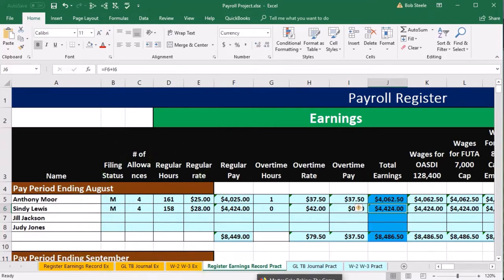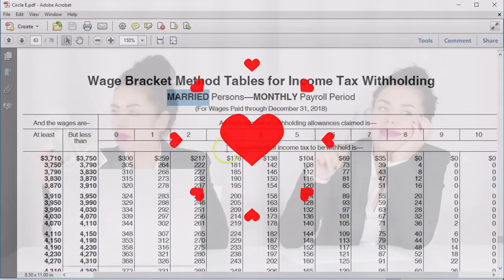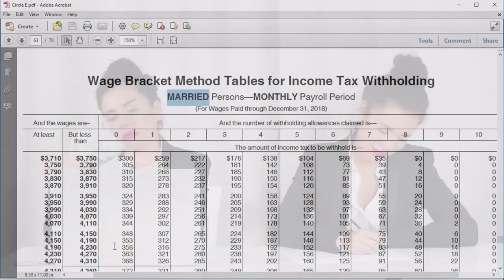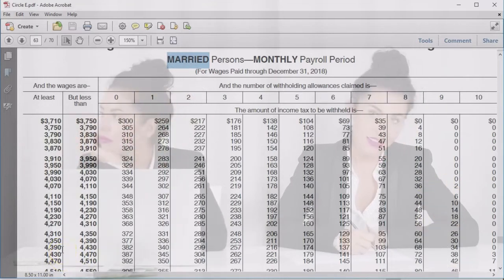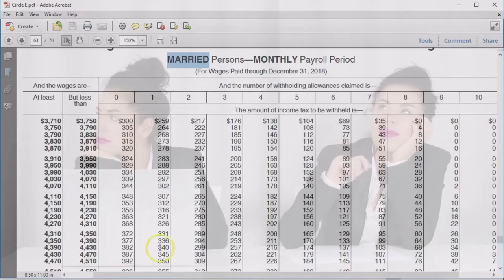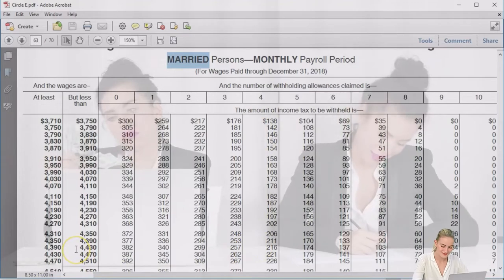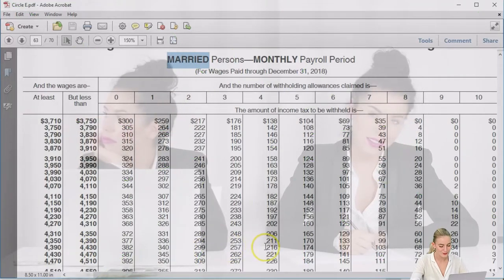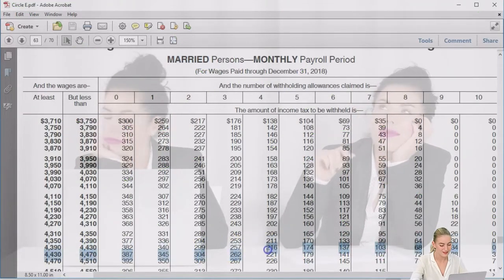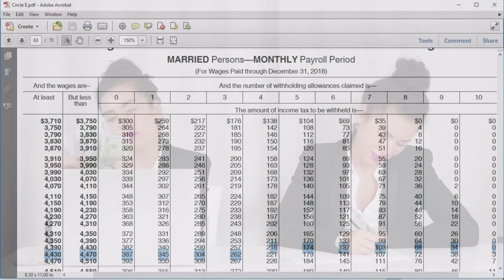So I'm going to go to our tables, and we're in the right table, married, monthly. All we need to know is the pay amount, which is 4,424. So 4,390 to 4,430. Here it is, and four allowances. So here's the four allowances, and I lost where I was here, 4,390 to 4,430. It is going to be this 216, that 216 right there. So that's going to be the amount that we're going to withhold, that 216 for the FIT. So I'm going to go back to FIT.